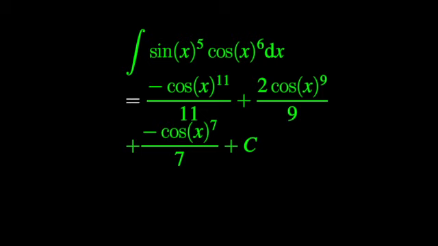Therefore the integral of sin^5(x) times cos^6(x) dx is equal to minus cos^11(x) over 11 plus 2 cos^9(x) over 9 minus cos^7(x) over 7 plus C. This completes the solution.